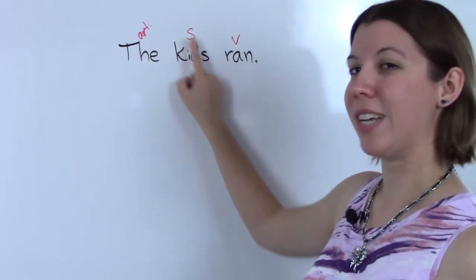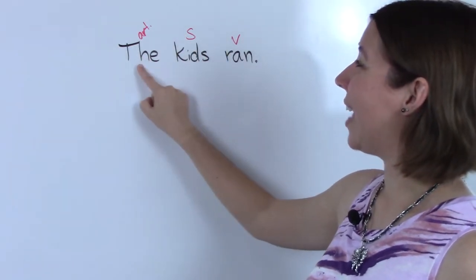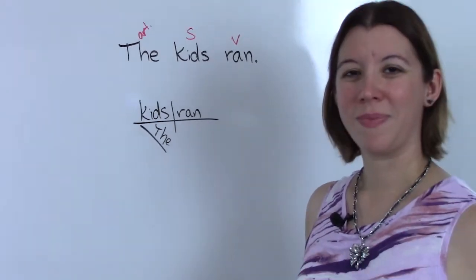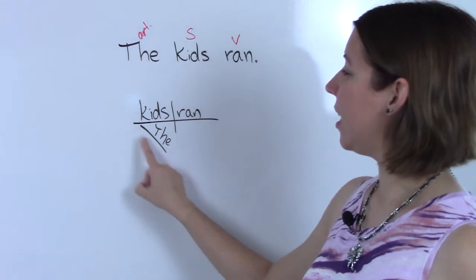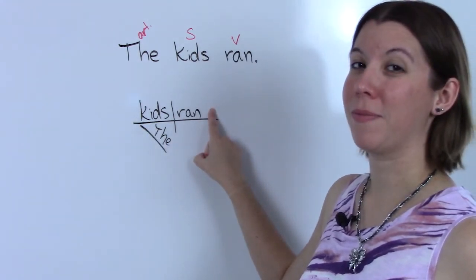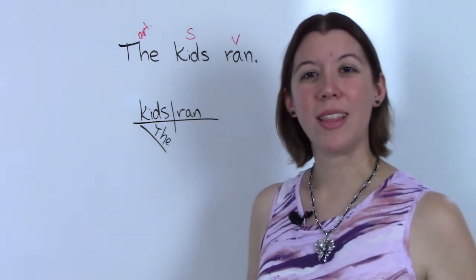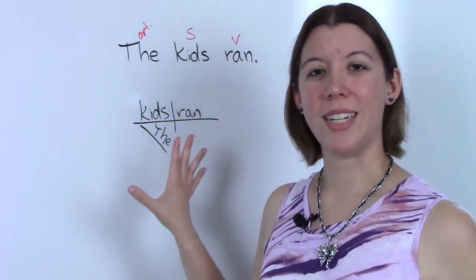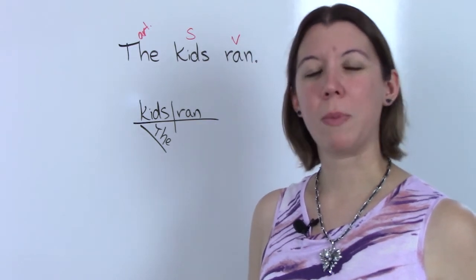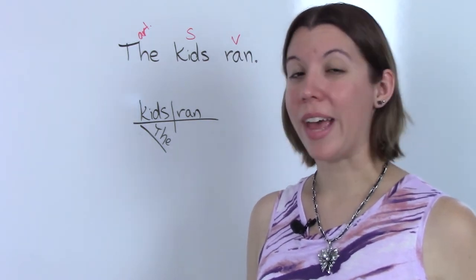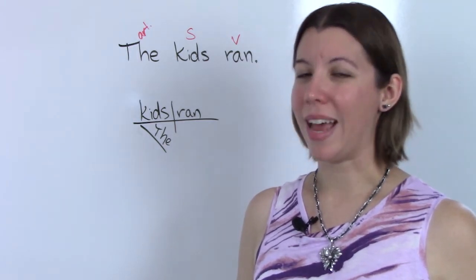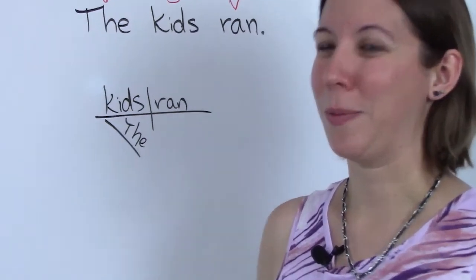Kids is the subject, ran is the verb, and the is the article. Let's diagram. There we go. The kids ran. Feeling a little confident? Good. Let's have you try this one on your own. I'm going to put a sentence up. I want you to try it on your own, on a piece of scratch paper, or maybe on Google Slides, or on a whiteboard, whatever you have handy. See if you can get it before you continue the video.